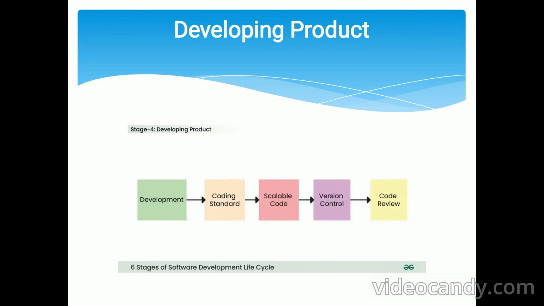The diagram shows development of a product: coding standards, scalable code, and lines of code needed for the development. It's also called LOC, with version control and code review. The total estimation and the size of your code is reviewed in the final stage.